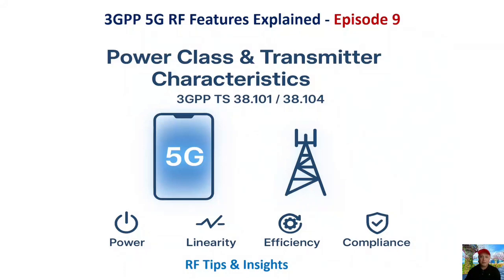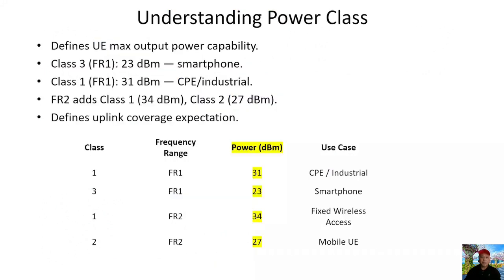Today, we dive into a core element of 3GPP's RF framework, power class and transmitter characteristics. These parameters define how strong, clean, and stable a 5G transmitter signal is, directly affecting coverage, coexistence, and device design.